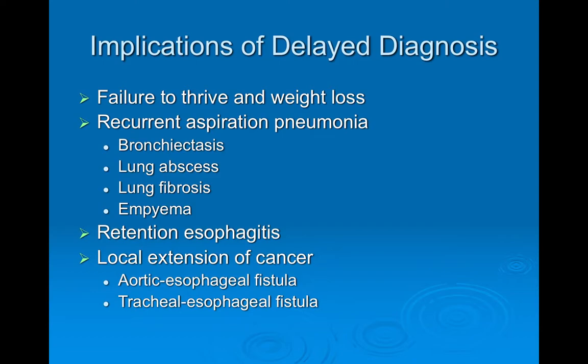And then local extension of cancer, if they present with an aortoesophageal fistula, you might as well just kiss them goodbye because they're probably not going to make it to you. But they could present with a tracheoesophageal fistula, which is much more likely. Aortoesophageal fistulas probably aren't going to make it. But tracheoesophageal fistulas do occur, and that's for pretty advanced cancer. Because of the proximity of the trachea and esophagus, they're right next to each other, and because the esophagus, again, doesn't have that serosal layer, it's not going to prevent that cancer from spreading. So it's going to spread more easily.